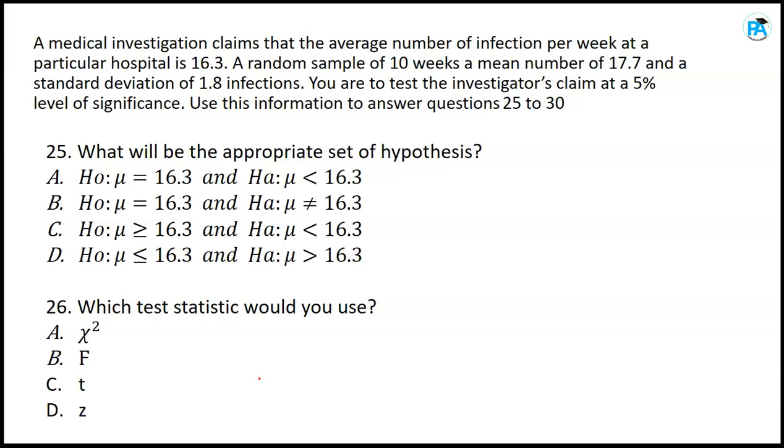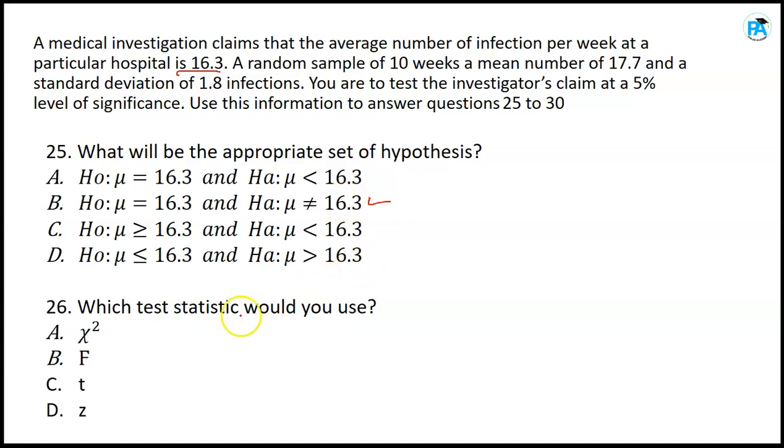So to answer this, question 25 says, what would be the appropriate set of hypotheses? The appropriate set of hypotheses should be B. The reason is that they said a medical investigation claims that the average number of infections per week means equal to. Now, there is no other word here like greater than or less than. Since there is no such word, you go for the null hypothesis, then you take the alternate as the opposite of equal to. So opposite of equal to is not equal to. There's no word like less than, greater than, increase or decrease here. So the answer for this is B.